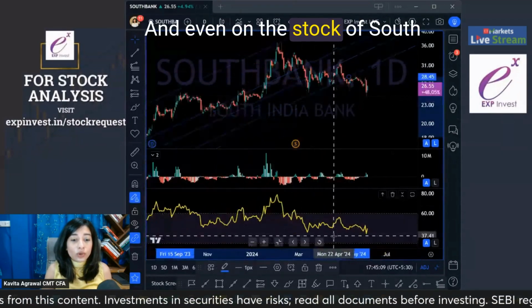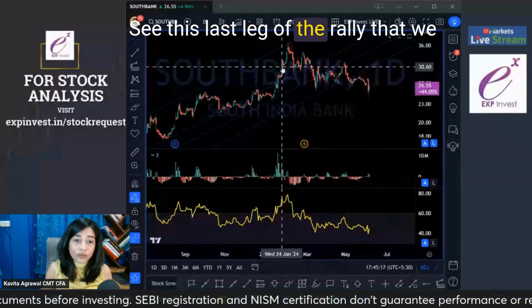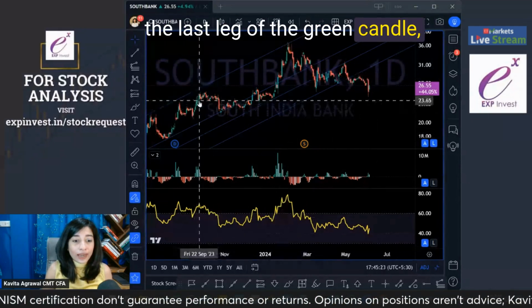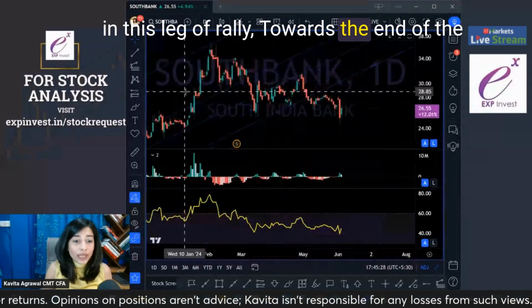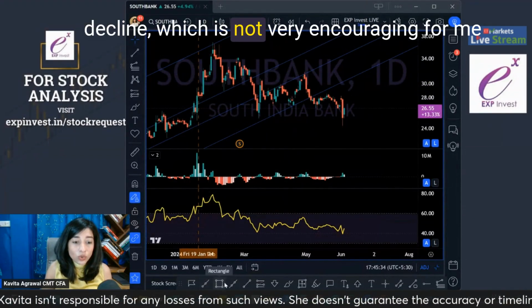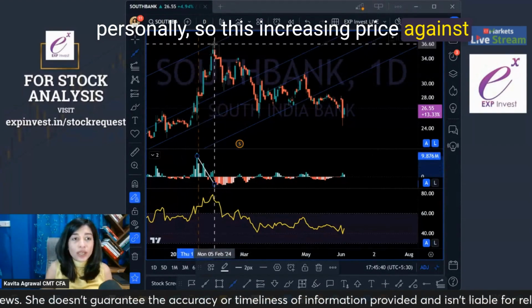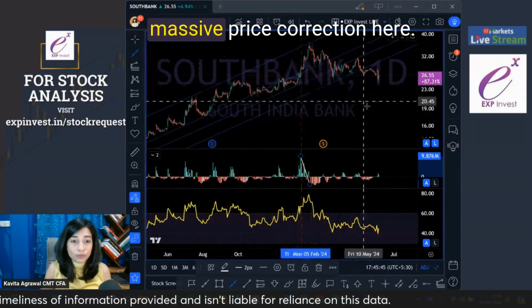And even on the stock of South Bank, I'm not very convinced. See, in this last leg of the rally that we saw here, throughout the last leg of the green candles, we could see volume increasing, and then we saw another leg of rally. But towards the end of this leg of rally, you will see the volume started to decline, which is not very encouraging for me personally. So this increasing price against declining volume shows loss of momentum. Now we're already seeing a massive price correction here.